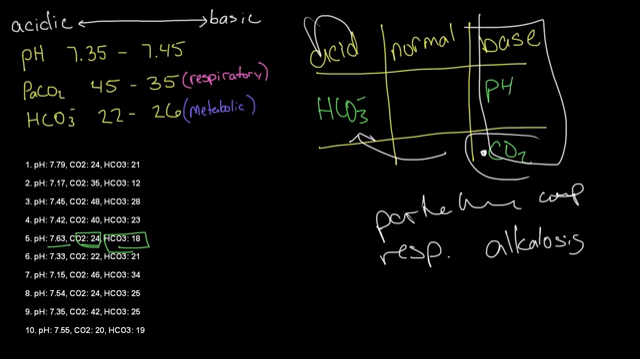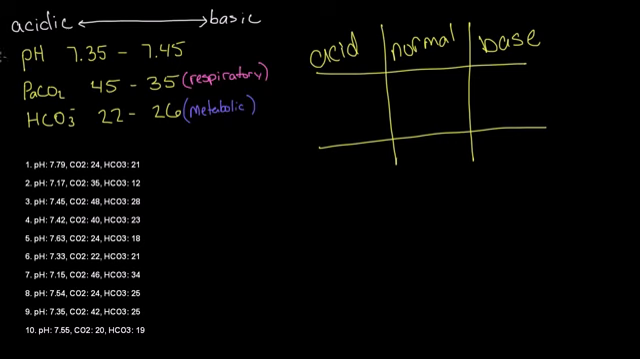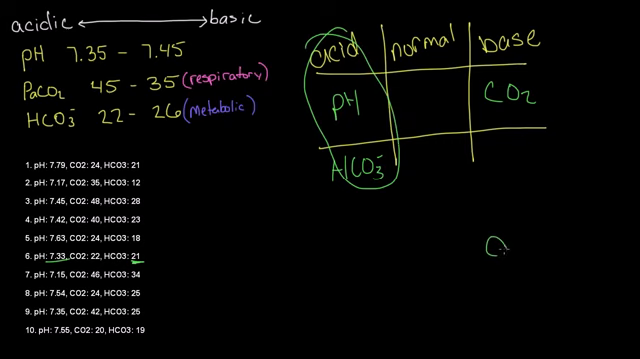Number 6. pH is 7.33. This is acidic, so this goes in this column. CO2 is 22. It's basic, so CO2 goes over here. HCO3 is 21. Acidic, it goes in the acid column. This is our tic-tac-toe, so it's acidosis, because that's in the acid column. Our parameter that made it up is metabolic. Our HCO3 is metabolic, so this is metabolic acidosis.